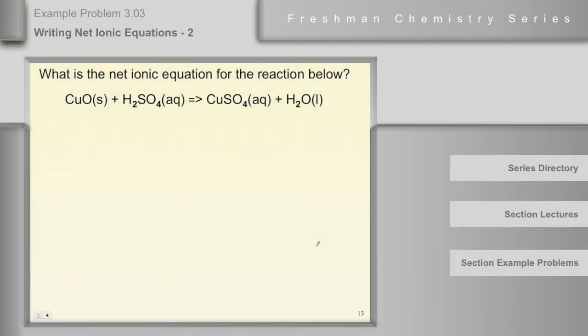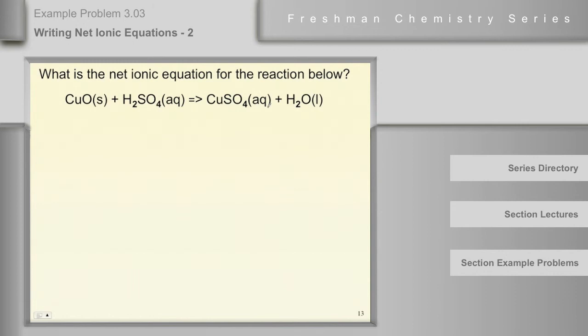Look at this one. What is the net ionic equation for the reaction below? Copper(II) oxide solid plus sulfuric acid, aqueous, goes to copper sulfate, aqueous, plus water. How can I get the net ionic equation? What do I need to have that I can get the net ionic equation?